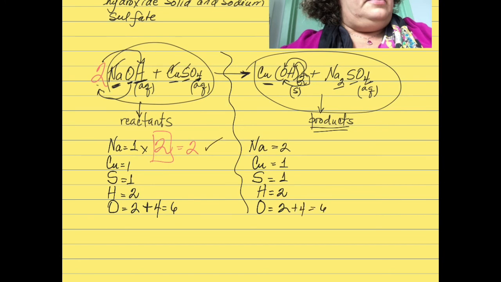So 2 sodium, 2 sodium. 1 copper, 1 copper. 1 sulfur, 1 sulfur. 2 hydrogen, 2 hydrogen. 6 oxygen, 6 oxygen. Now my equation is balanced.